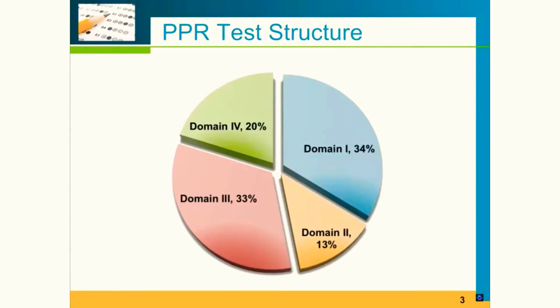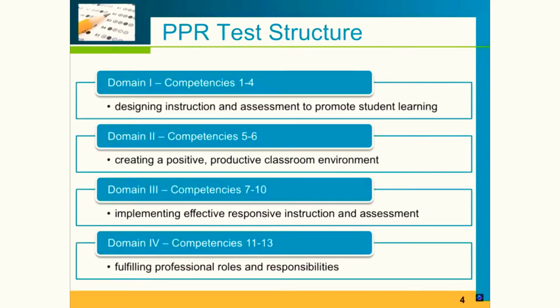Let's talk about the domains of the PPR test. 34% of the questions are coming from domain 1, 13% of the test questions coming from domain 2, and 33% coming from domain 3, and 20% from domain 4. Domain 1 talks about design and instruction and assessment to promote student learning. Domain 2 talks about creating a positive, productive classroom environment. Domain 3 talks about implementing effective, responsive instruction and assessment. Domain 4 talks about fulfilling professional roles and responsibilities.